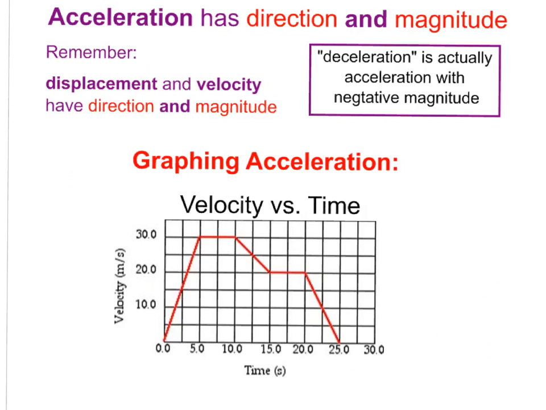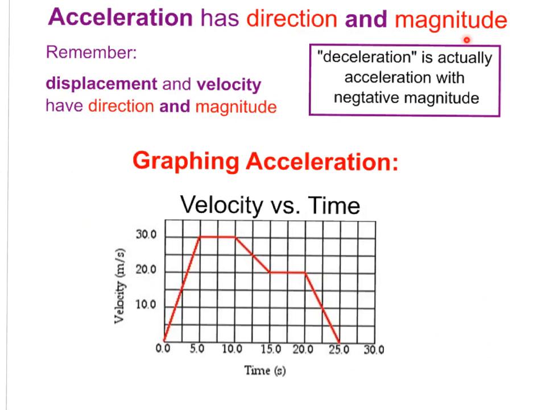So acceleration, just like displacement and velocity, has both direction and magnitude. Remember, displacement had direction and magnitude, and velocity has direction and magnitude, and acceleration also has direction and magnitude. Those are important to remember.